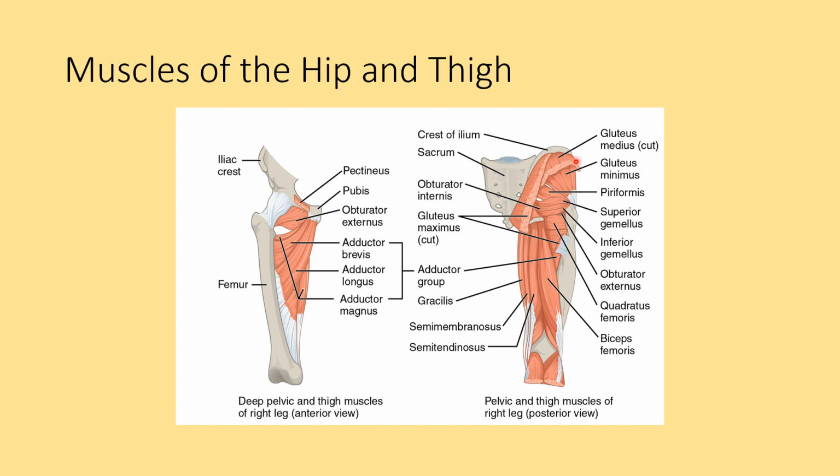And up here it's showing you've got your gluteus maximus that they have cut. It would extend over all of this. Beneath that is your gluteus medius, and below that one is your gluteus minimus. So there's three different layers of your glutes, if you will.